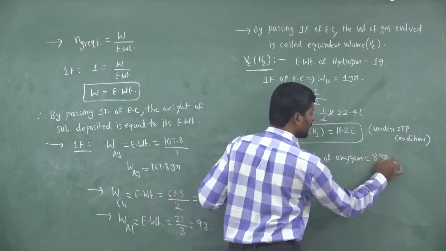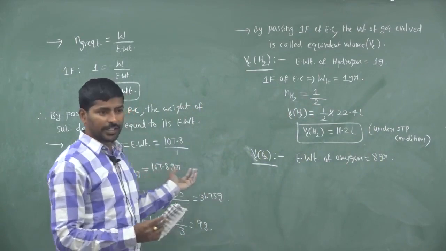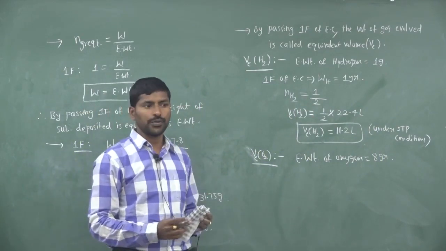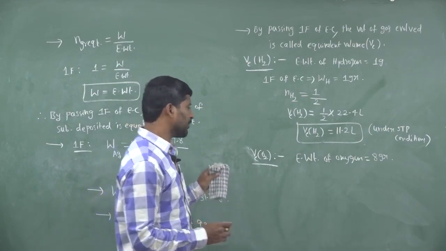8 grams. 16 by 2. Atomic weight by n factor. What is the n factor for oxygen? 2. 16 by 2, that is 8 grams. The equivalent weight of oxygen is 8 grams.